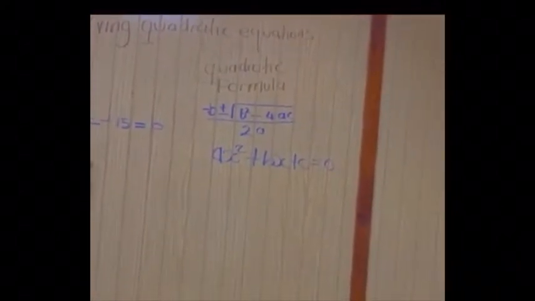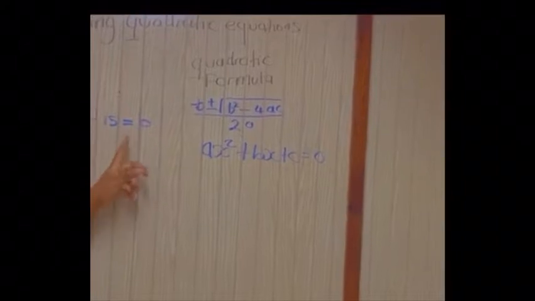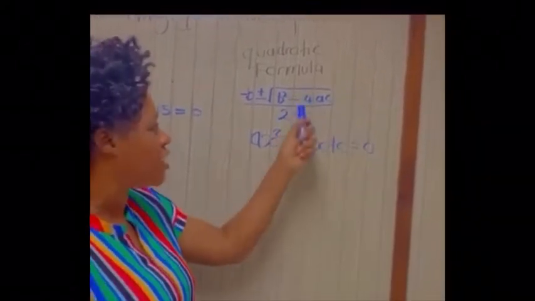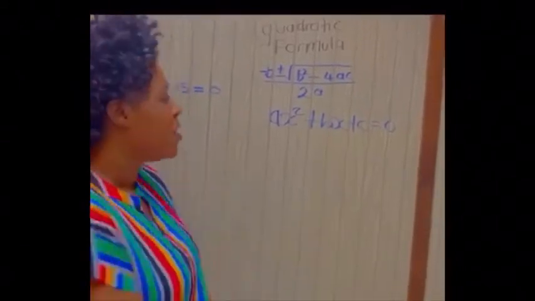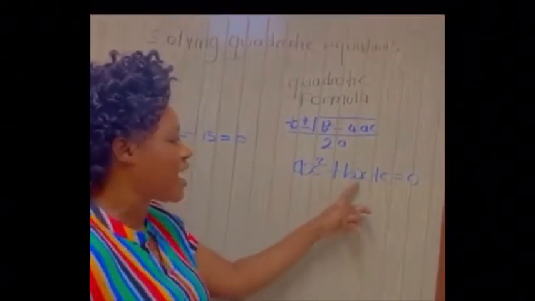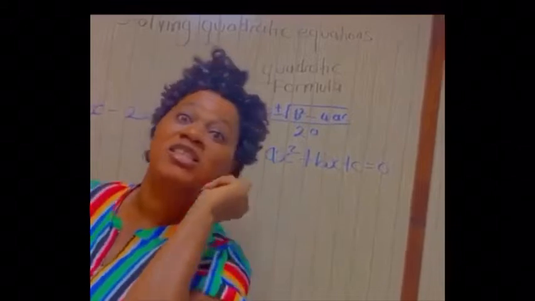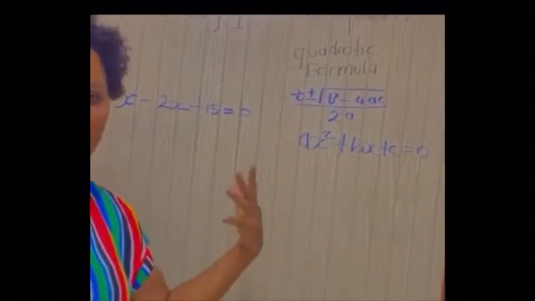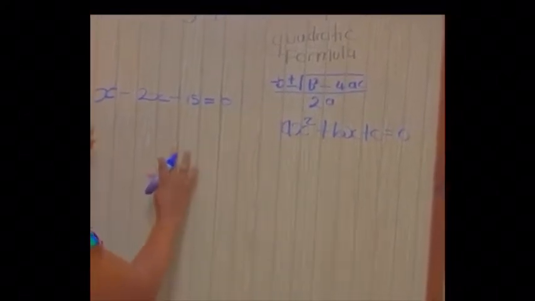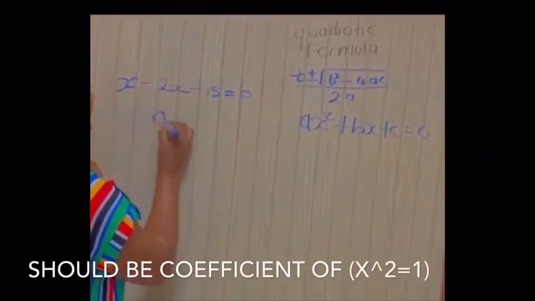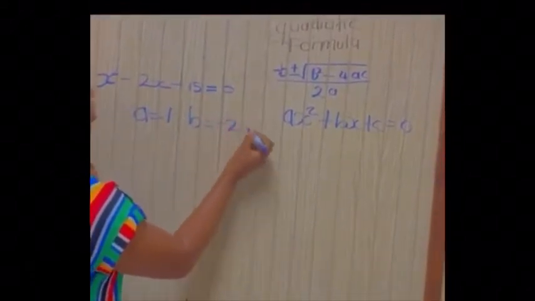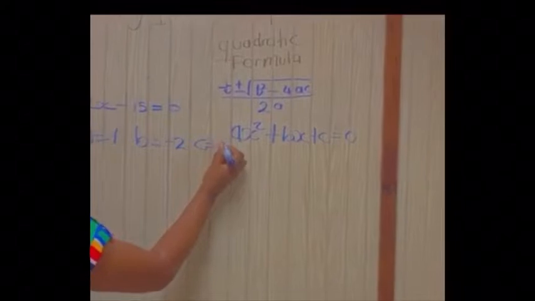x squared minus 2x minus 15 equals 0. And people, you know it has to be in the standard form before we can use this quadratic formula, which is ax squared plus bx plus c equals 0. Okay people, so the first thing we're going to do is find our a and our b and our c. So in this case, the coefficient of a is equal to 1, b is equal to minus 2, and c is equal to minus 15.